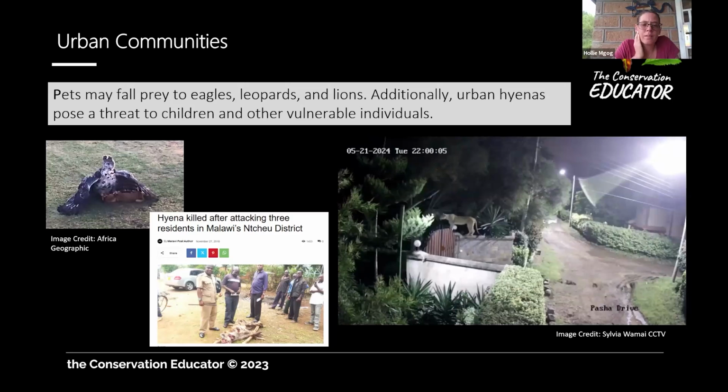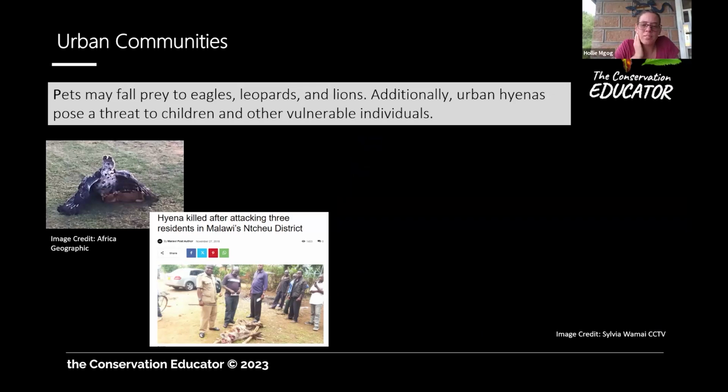And down she goes into that garden. And up she comes with their dog. And that's a Rottweiler. That's a big dog. Right? So there's urban communities that get wildlife conflict. And you've seen that lion taking a dog.